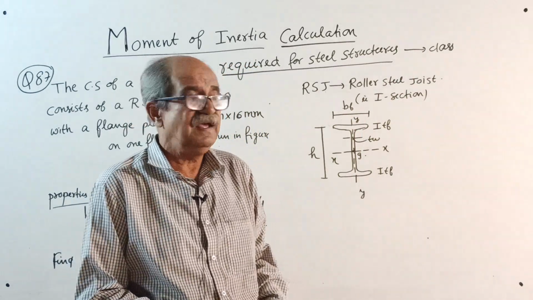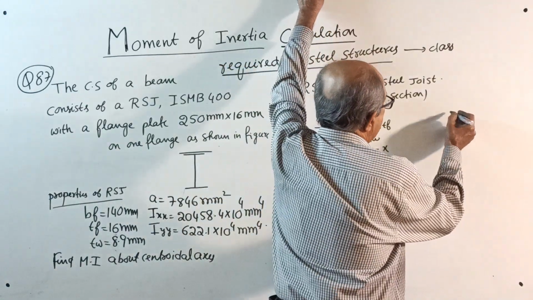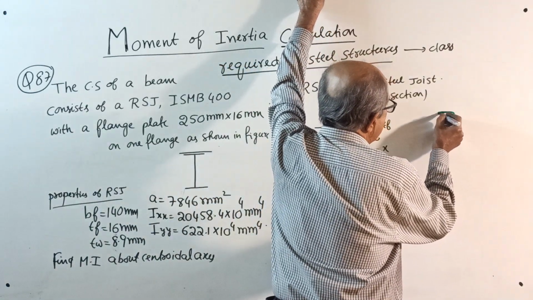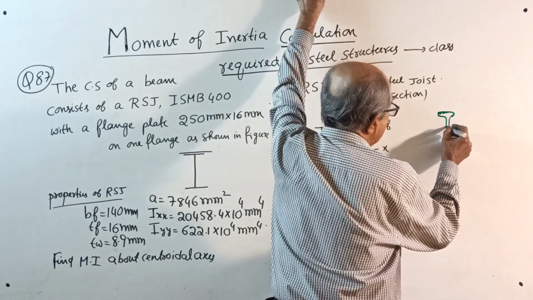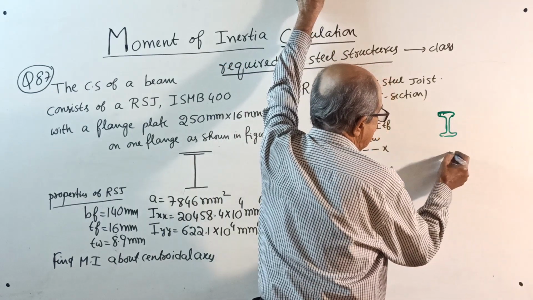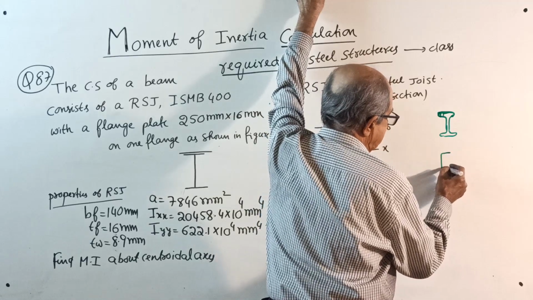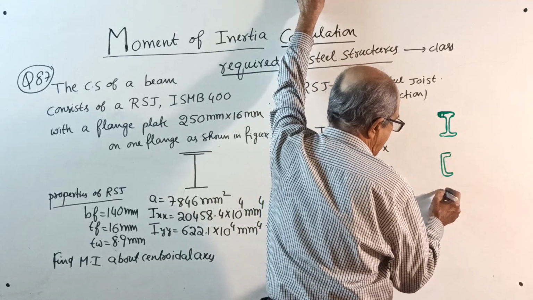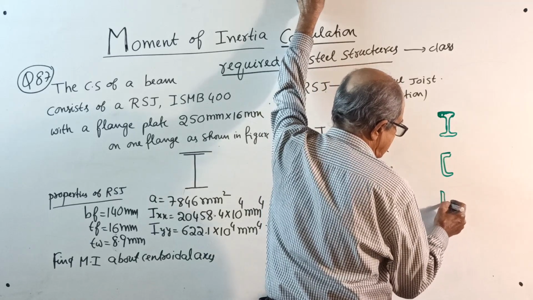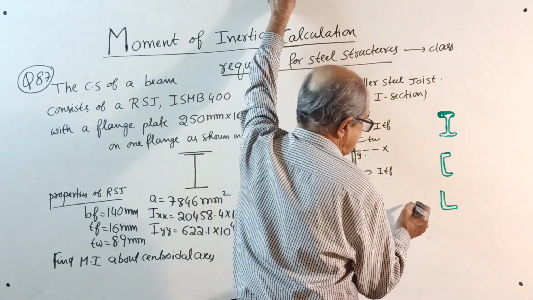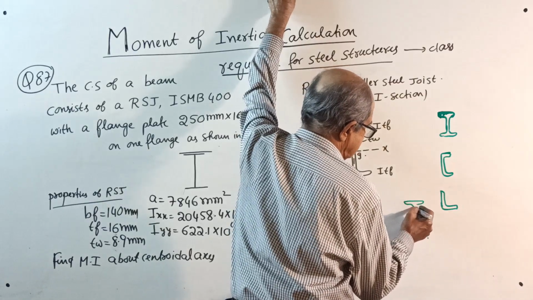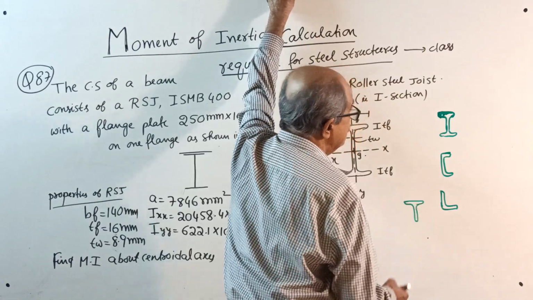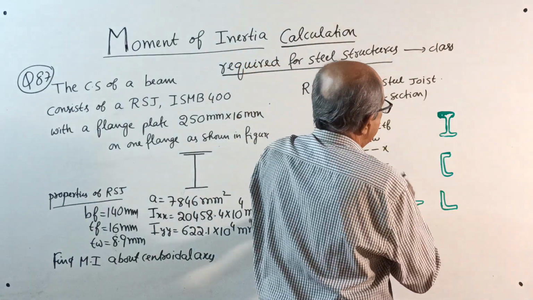Ready-made shapes are there. Like, I write here, I section, this way. I use a color here. Rough sketch, I section or channel section. Then we have angle section, angle sections, T sections. These are ready-made sections.